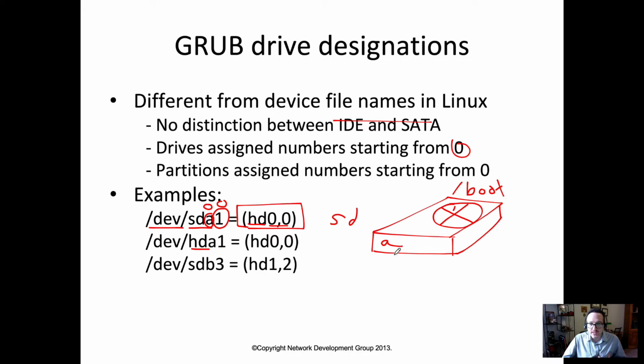If it's sdb, again, if I had a second hard drive installed, and my third partition on that one was being used, then of course we get a 1, and starting from 0, partition 3 is 2. So we get 1,2 there.